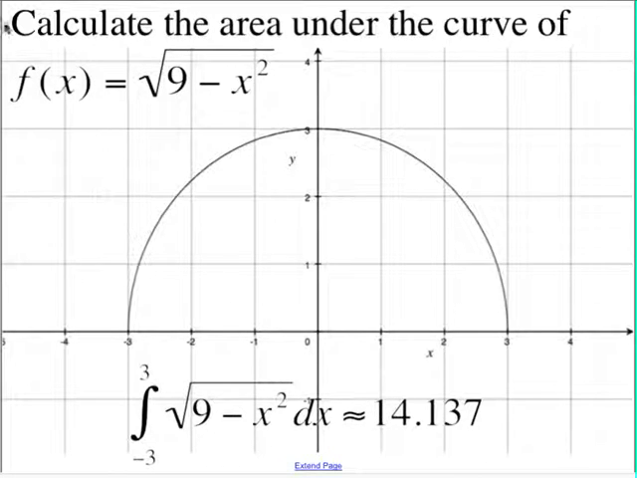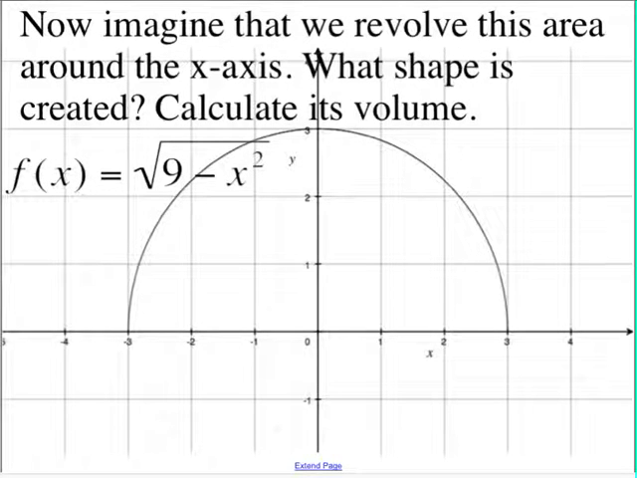Now the same thing, what I want you to do is using that area, figure out what shape would be created if I took that semicircle and I revolved it around the x-axis and it made a three-dimensional object. I want you to think about what shape is created, and I want you to calculate its volume. So go ahead and pause the video and determine what the volume of your shape would be.